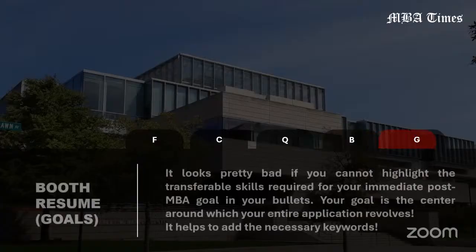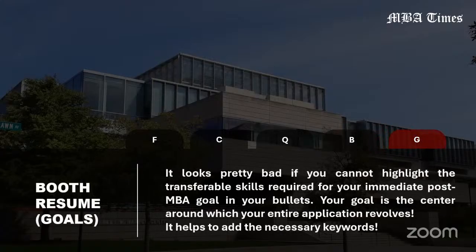Moving on to goals. We'll keep it short for this. Perhaps the most overlooked part on the goal side is forgetting that your resume needs to contain transferable skills more relevant to your post-MBA goals. Now, here's how you can modify your resume to meet those requirements.